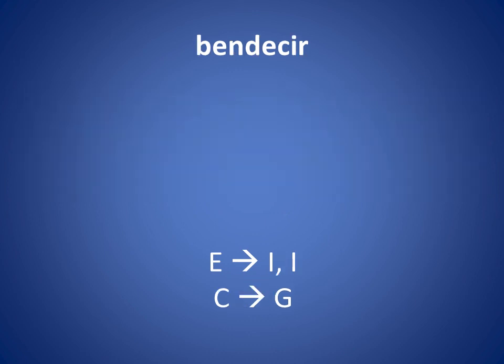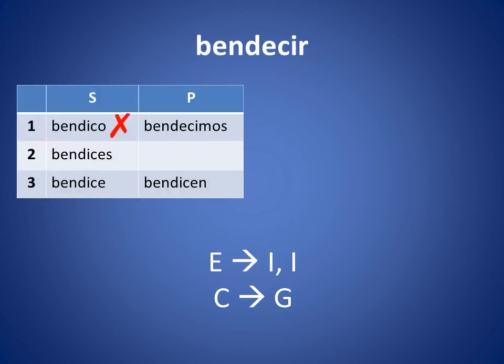But here's an example of a verb where we have something else happening. Bendecir, it's based on the verb decir. It has this complex stem change, E to I, comma I, and it has a yo change, a C that changes to a G, kind of like we saw with hacer, but we're going to see these two changes coexisting, sort of. So we know that it's not going to be yo bendico, because you know it's not yo decico, it's yo digo, right?